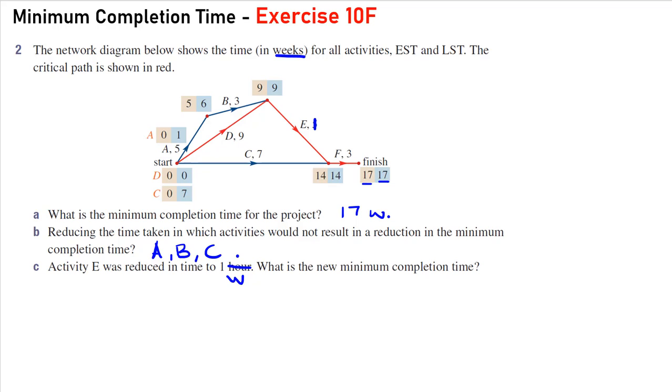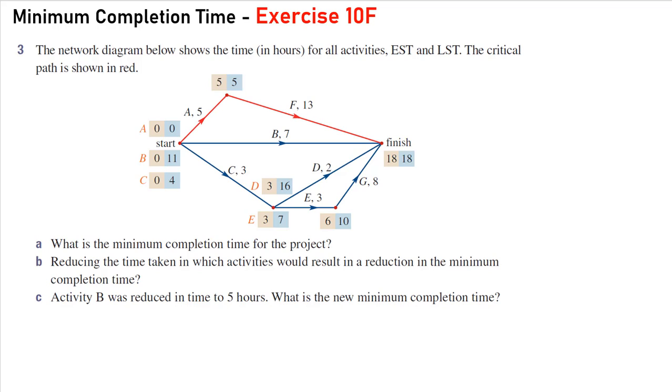Well, if we just go through the critical path, we've got 9 plus 1 plus 3 is 13 weeks. And if we just make sure that nothing else goes above 13 there, so we've got 7 and 3, we'd have 5 plus 3 plus 1 plus 3. And so that would be 13 weeks would be our new minimum completion time because of that reduction.